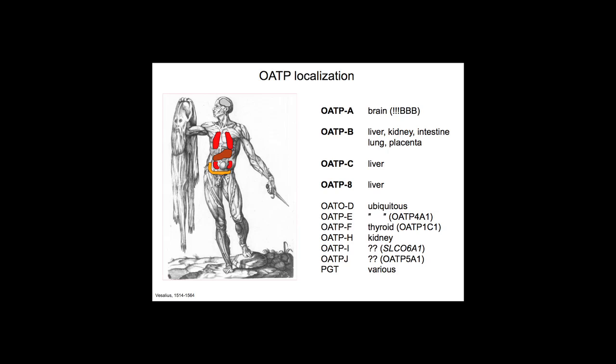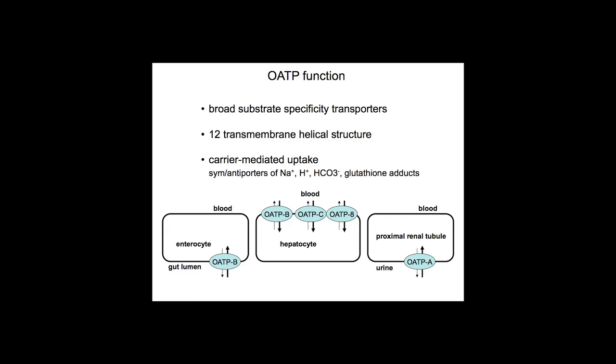Okay, a little bit more complexity here in terms of localization and function. So, of course, just as with the cytochromes, we have broad substrate specificity in these transporters. So we bind and transport quite a wide variety of molecules of differing structural features. In terms of the structural features of the OATPs themselves, however, we're talking about 12 transmembrane helical proteins.